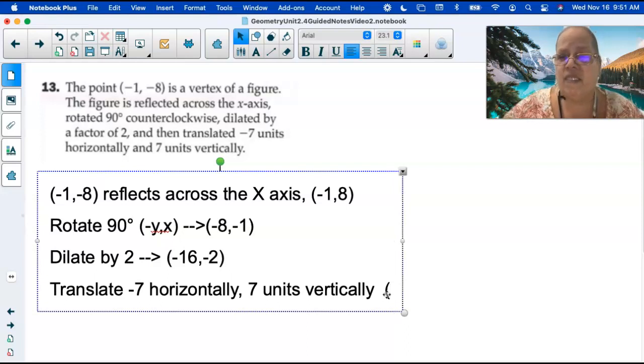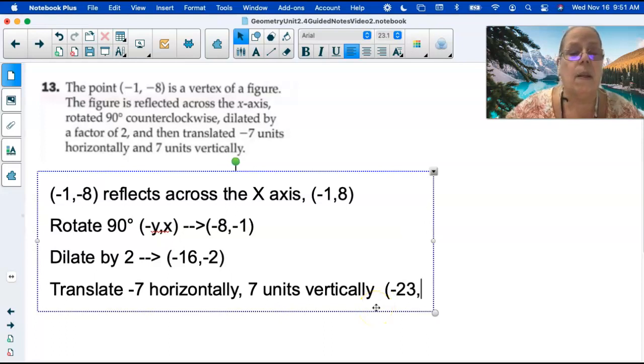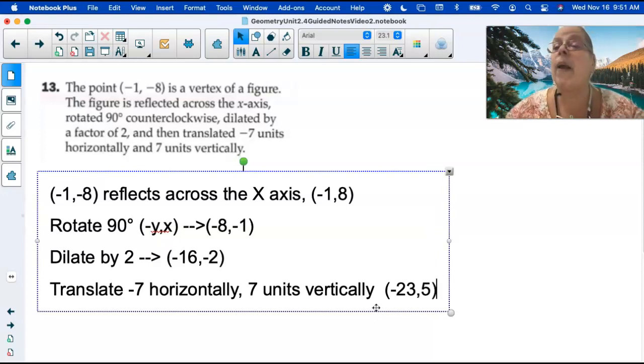Okay, -16 and -7, I believe is -23. Feel free to check me on your calculator. And then we're going to translate 7 units vertically, so we're going up 7. So we're combining a +7 and a -2, 7 minus 2. So our final resting place is (-23, 5).